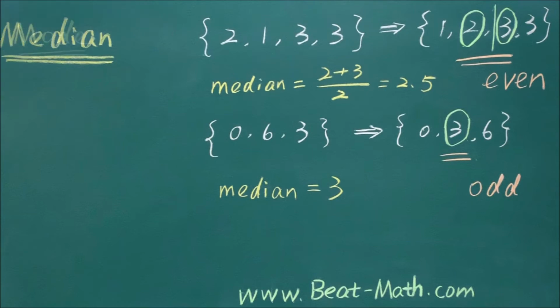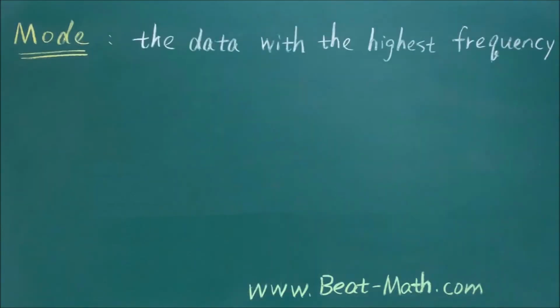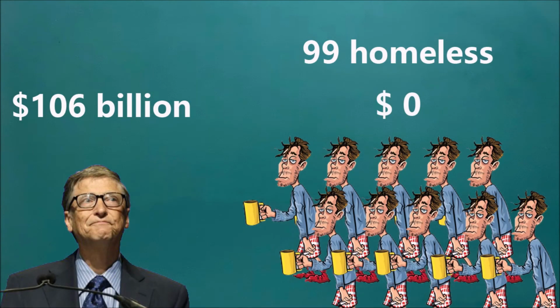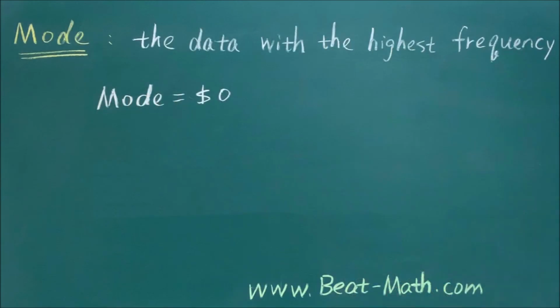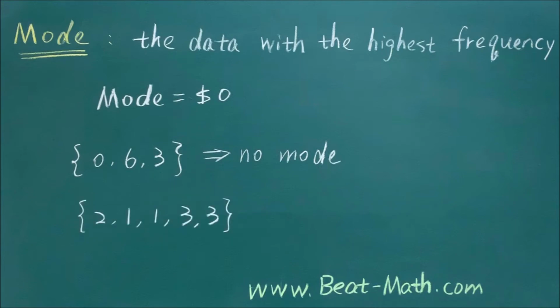Okay, now let's talk about the mode. The mode is the data value with the highest frequency. In the property example, the data with the highest frequency is 0. That is the mode. But if in a data set like this, 0, 6, and 3, each number appears only once, then there is no mode for this set of numbers. If there are multiple numbers repeated the same times, like this one, 2, 1, 1, 3, and 3, in this group, 1 and 3 are repeated 2 times, so we have two modes, 1 and 3.